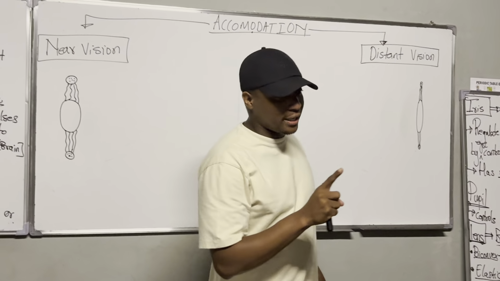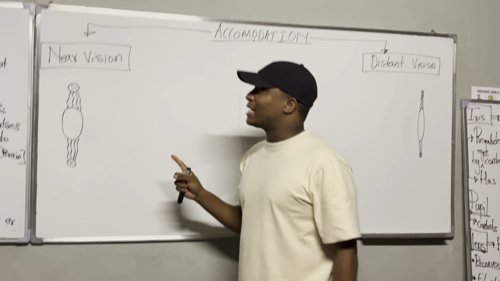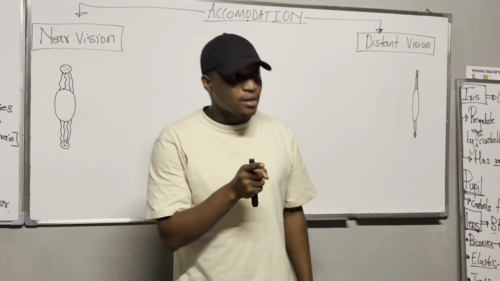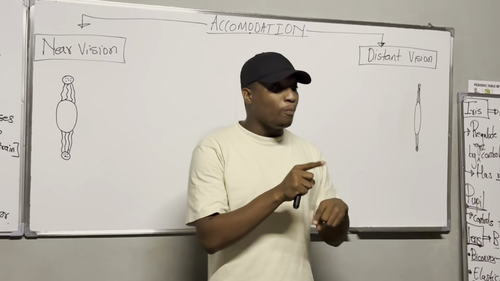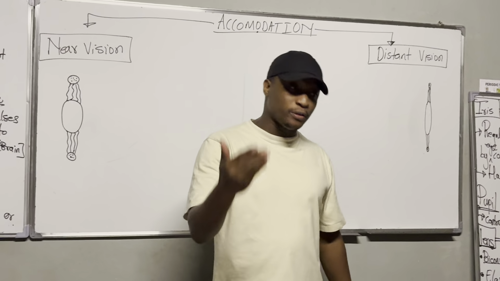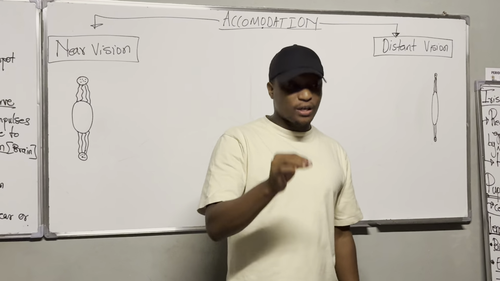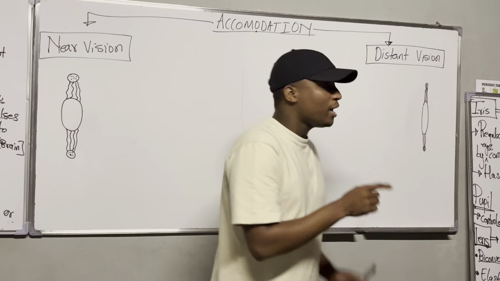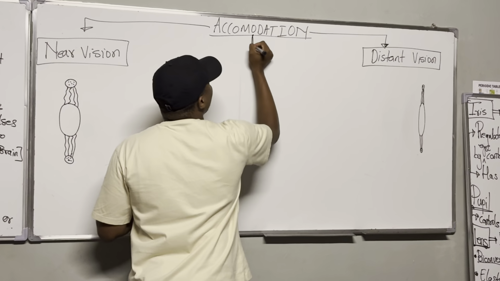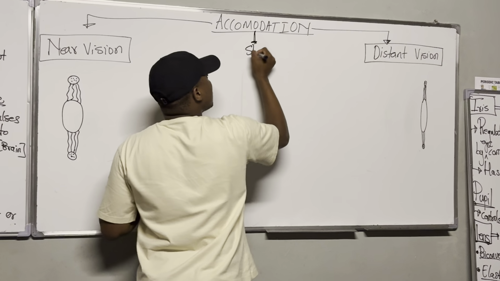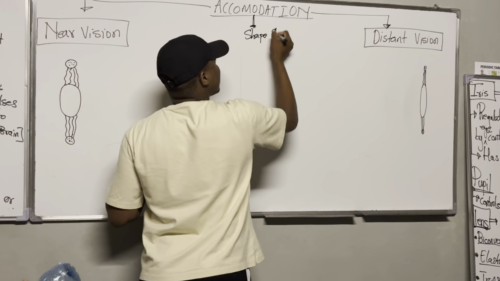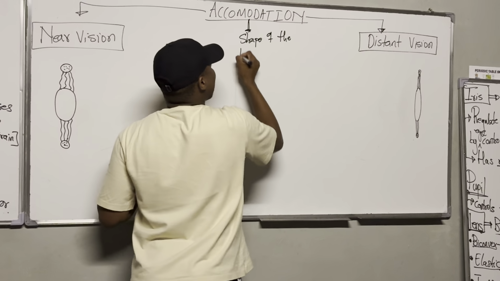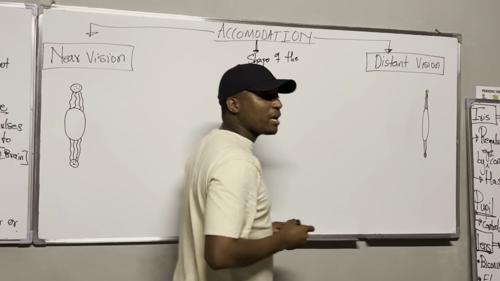When we speak about accommodation, just understand that accommodation has to do with the lens, just as the pupillary mechanism had to do with the pupil size. So accommodation has to do with the adjustment of the shape of the lens. We are dealing with the shape of the lens.